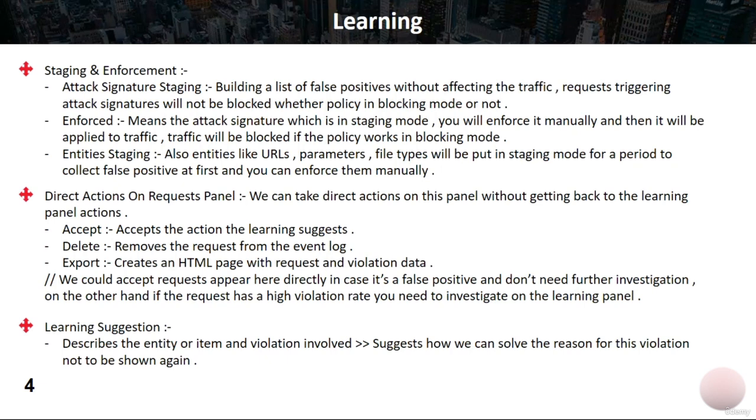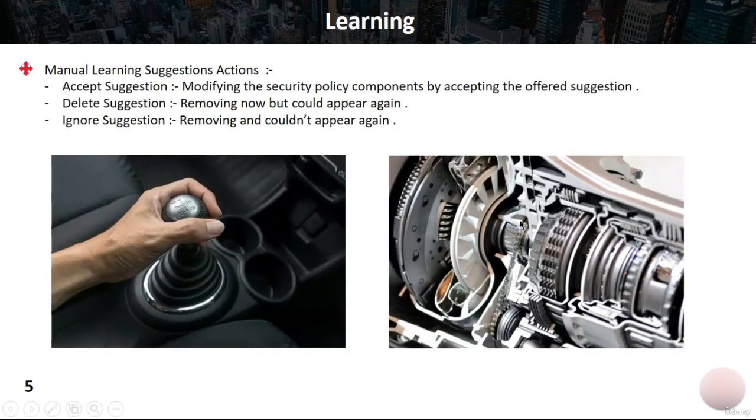So this means that you need to look at the learning suggestion to see if it's legal or not. If it's legal, okay, I will accept it. If it's not legal, I will not accept it. We have the manual learning suggestion actions. As we said before, we have two main panels, the requests panel and the learning suggestions panel. For the learning suggestions panel, if you put your learning in manual mode, it means the administrator will be the one responsible for accepting or ignoring all the learning suggestions.